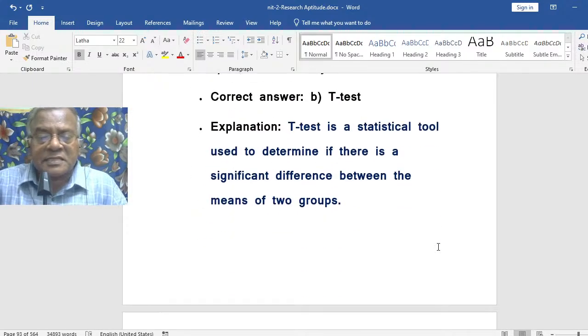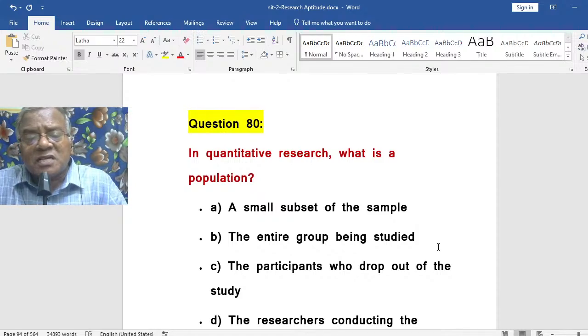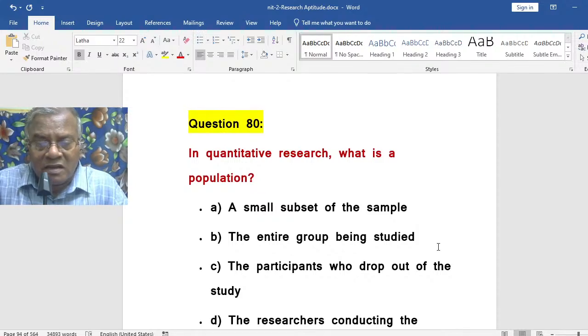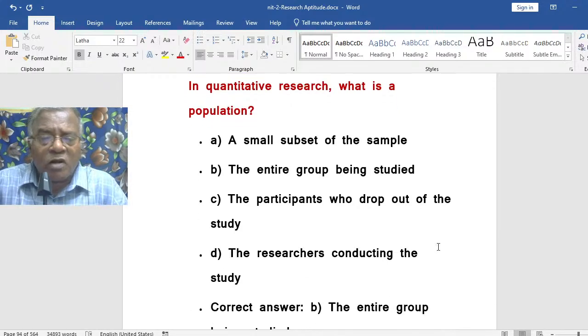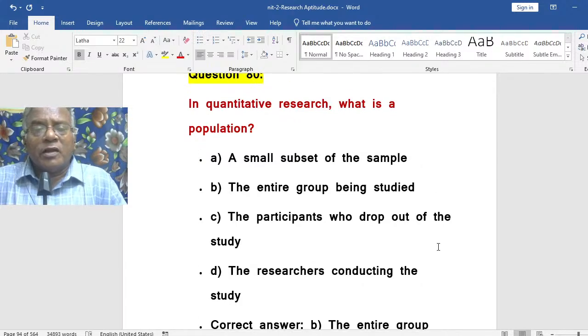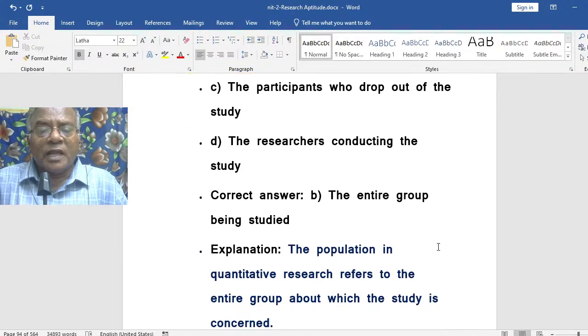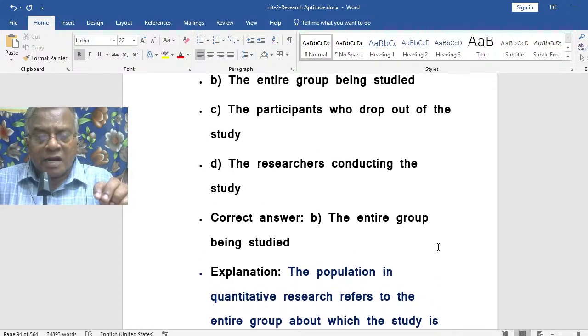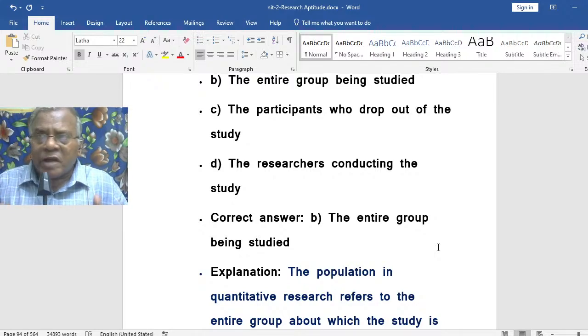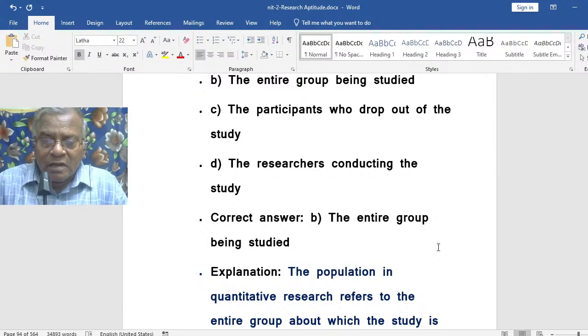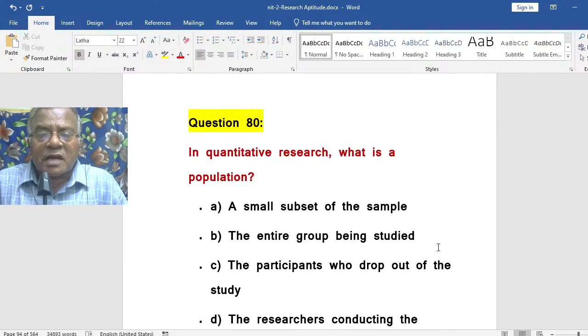In quantitative research, what is a population? We already explained to you. Just see for yourself out of these four alternatives which is the correct one. That is the entire group being studied. We take a certain sample. I already gave you an example: B.Ed trainees, 1,500 students I study, but then I generalize the results for the entire group of B.Ed students. That is the population, the entire group being studied. That is the correct answer.